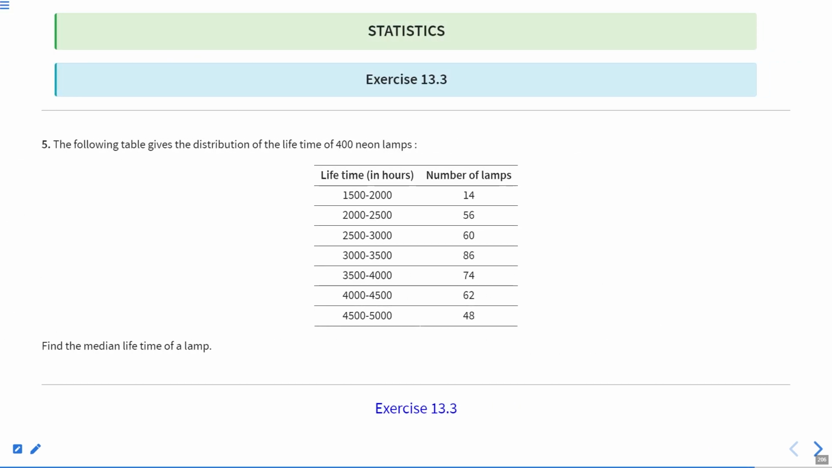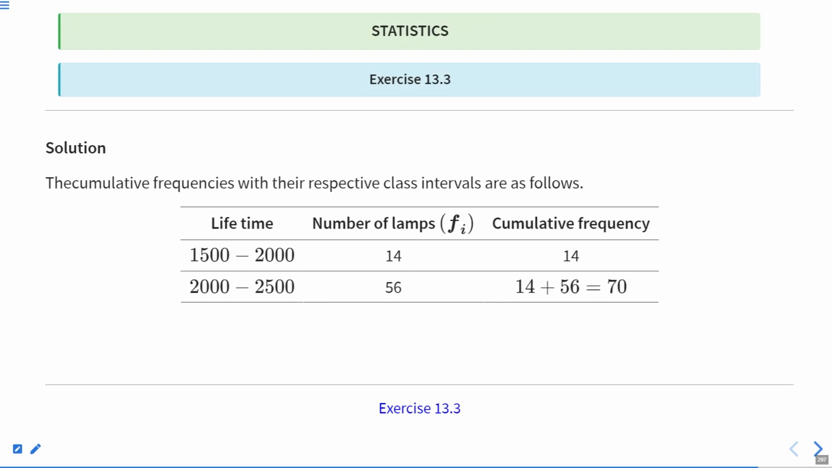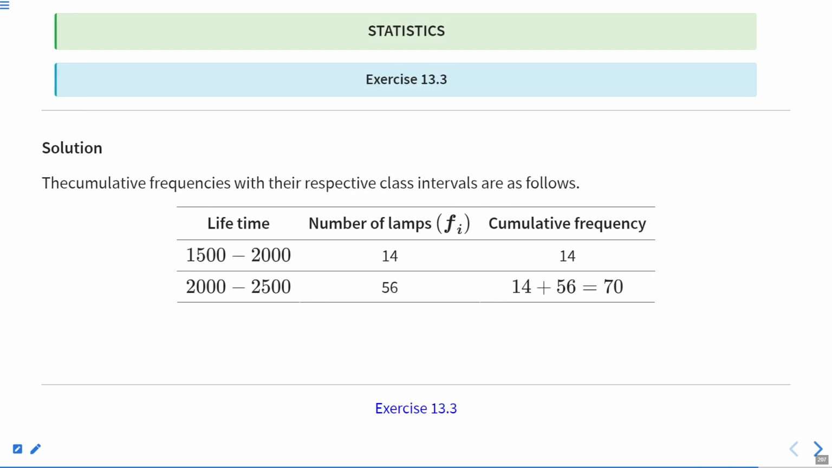Now let us discuss question number 5. In question number 5, the following table gives the distribution of the lifetime of 400 neon lamps. In this column we have the lifetime in hours, and in this column the number of lamps. We need to find the median lifetime of a lamp. So let us solve this problem. The cumulative frequencies with their respective class intervals are as follows.